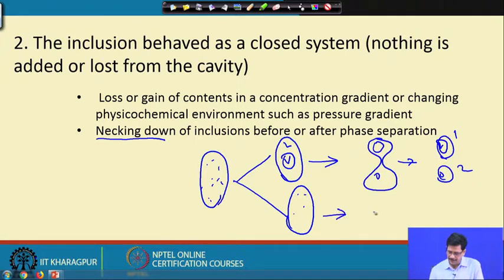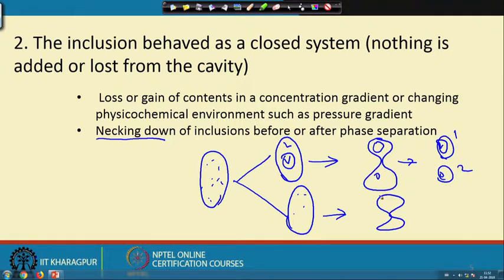In the other case, if the necking down of the inclusion takes place when it was actually in the one phase state, and then it evolves into the two independent inclusions, inclusion 1 and inclusion 2, where this part is liquid, this part is vapor, this is liquid and this is vapor, then these two inclusions are more likely to have preserved the original composition, and this assumption will be valid in the situation where the necking down took place after the vapor phase separated out inside the cavity as a post entrapment change.